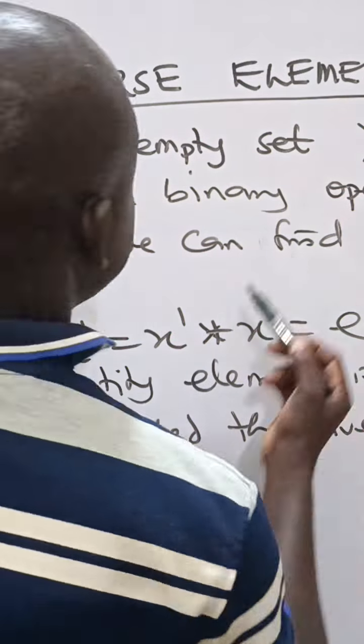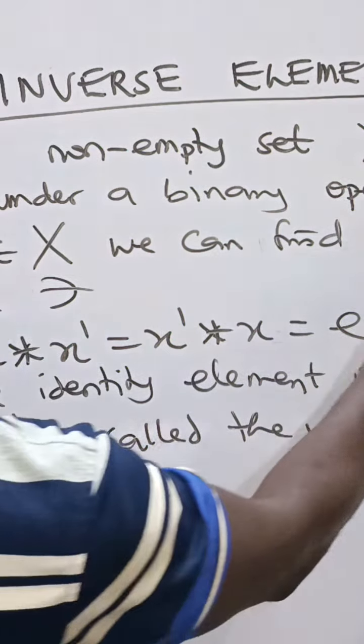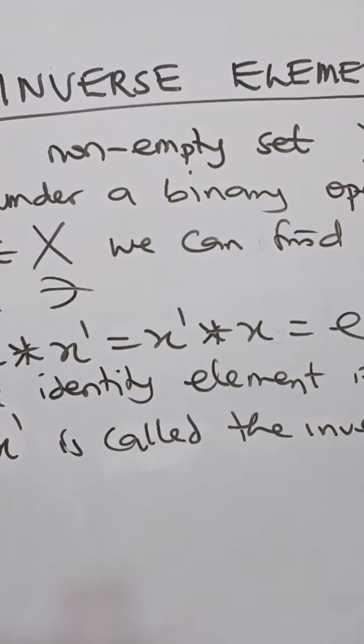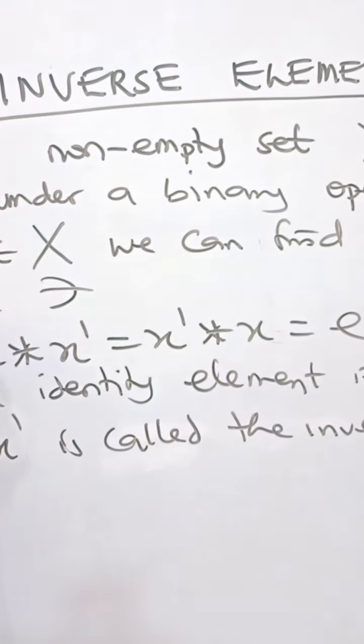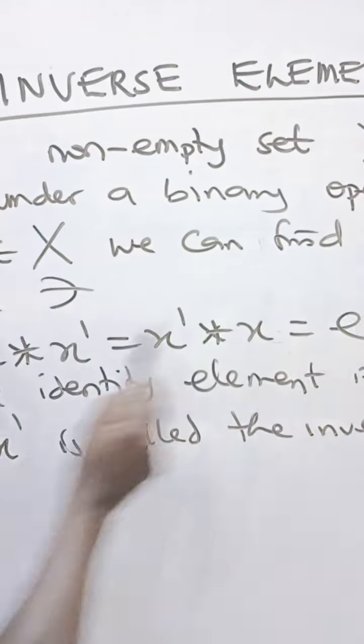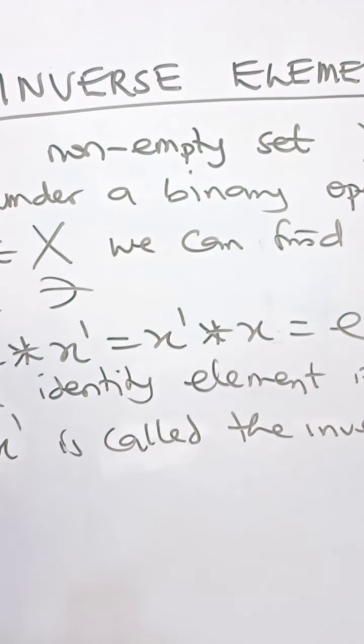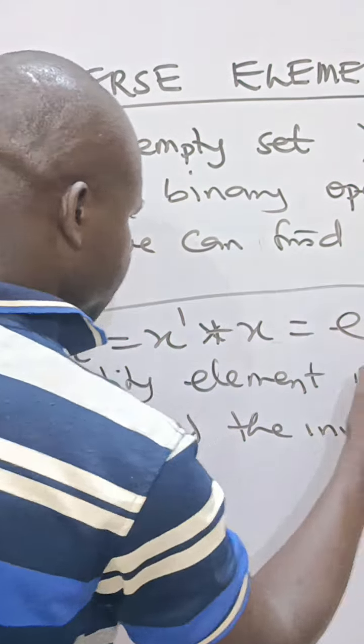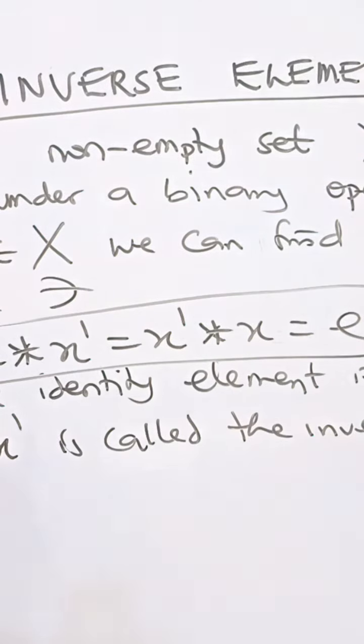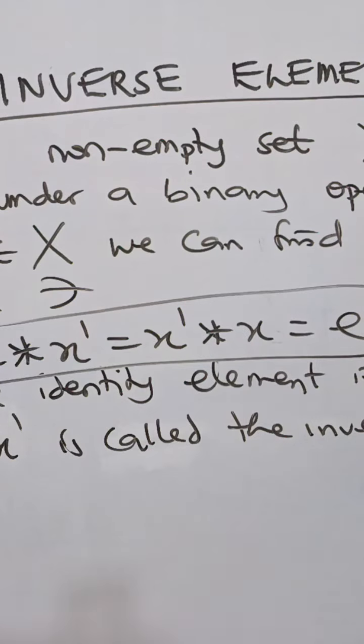Given a non-empty set X, which is closed under a binary operation asterisk. So if this symbol is for all X, as if we pick a particular element in this non-empty set X, we can find an element X prime in X such that this condition holds. That is X asterisk X prime, or we say X prime asterisk X, is equal to E, where E is the identity element. Then we say X prime is called the inverse of X in X.